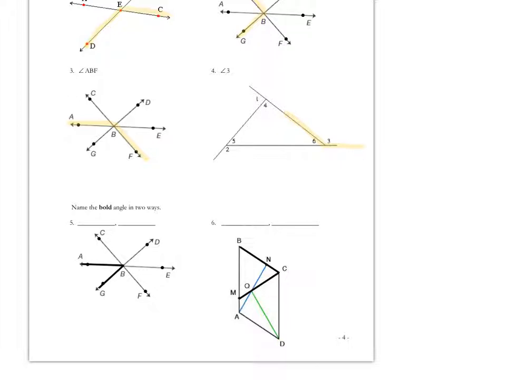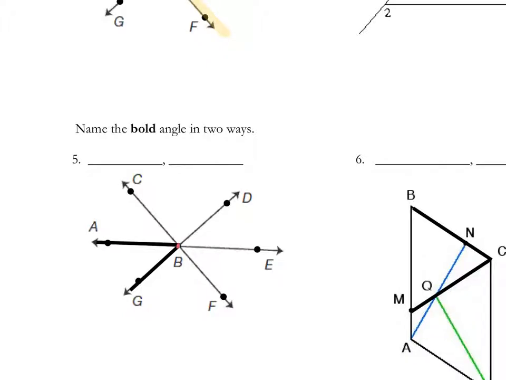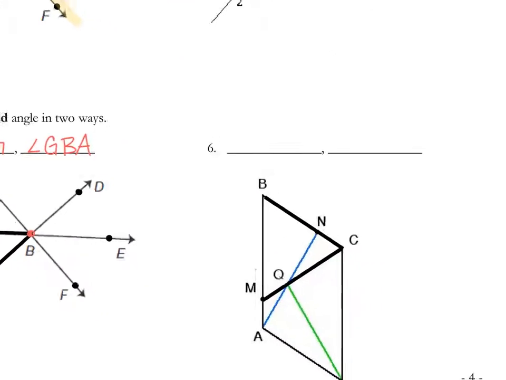Now we are going to name an angle that is already bolded. So for this one, this B is in the middle, so it always has to be in the middle. It says the vertex. I can start with A, B, G, or I could do G, B, A. Either way, B always has to be in the middle.